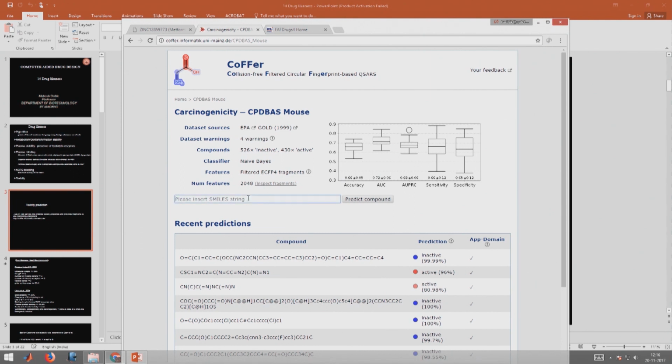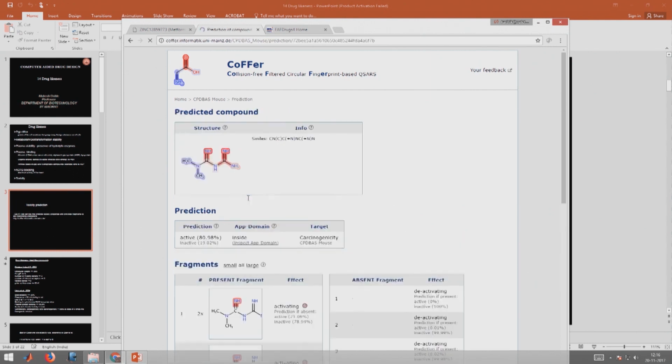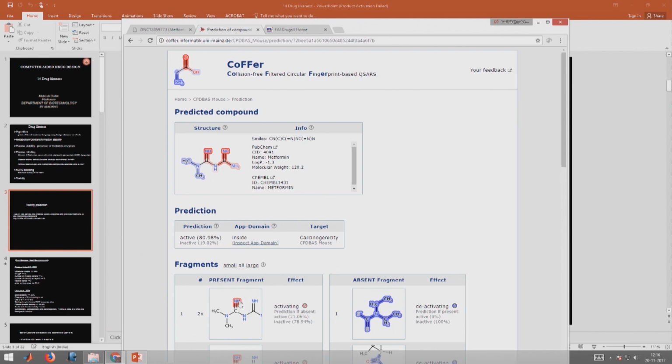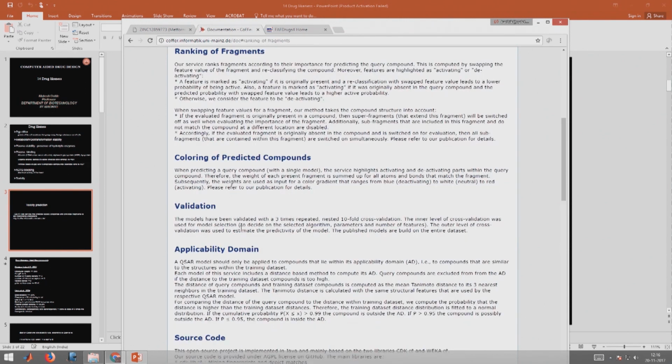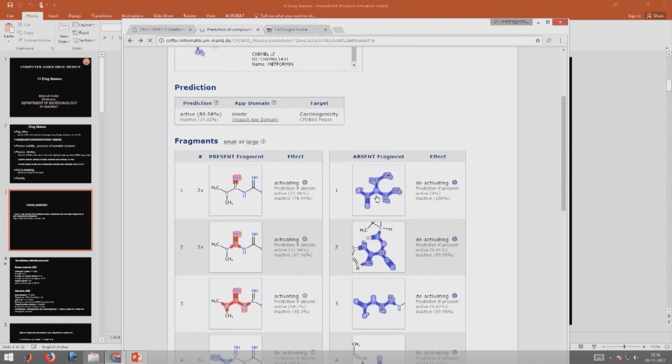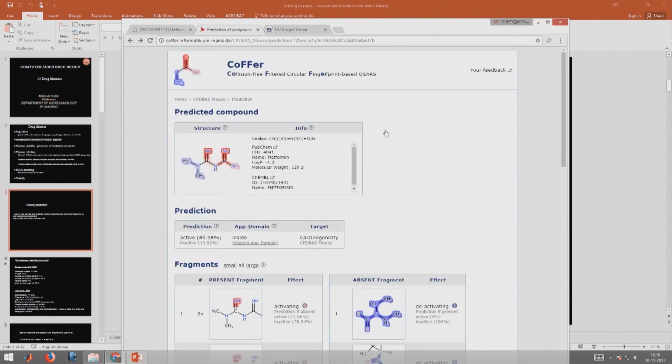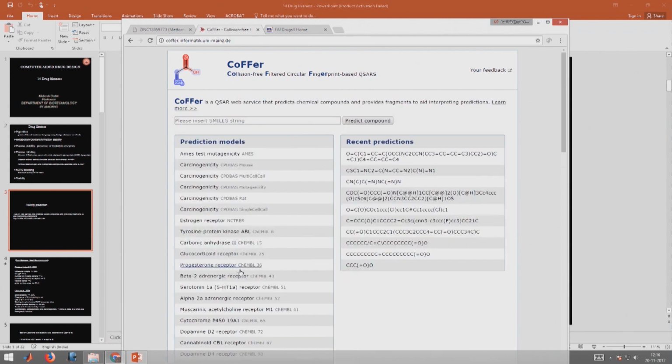Again we can put in the compound, and it gives you a prediction. So, you can see that a lot of these fragments are also part of the carcinogenic activity. It has an activating effect. So a lot of information is available, and they may be contributing to the carcinogenicity in some mouse model. So we can look at a large number of predictions using this fingerprint based method.